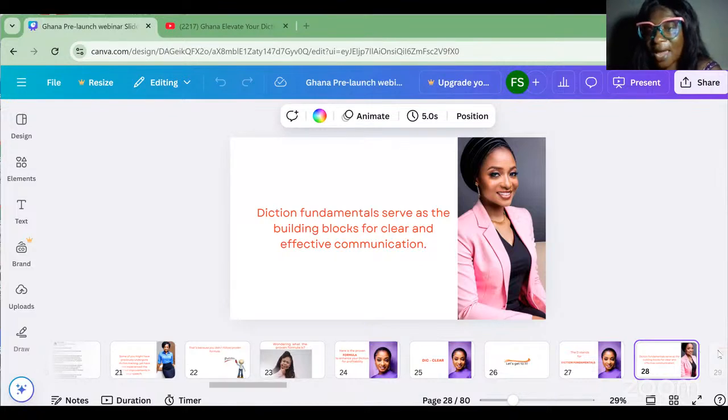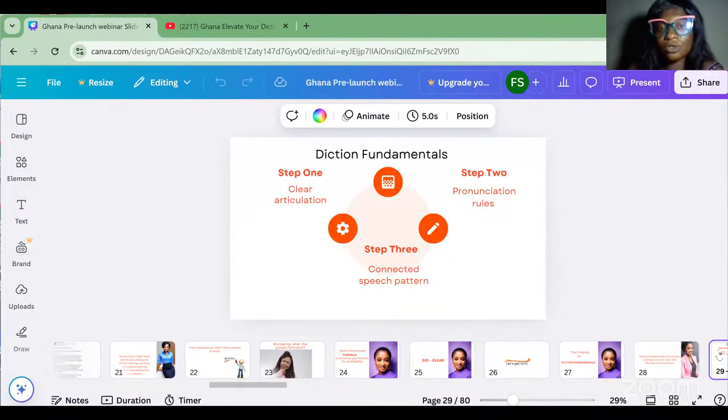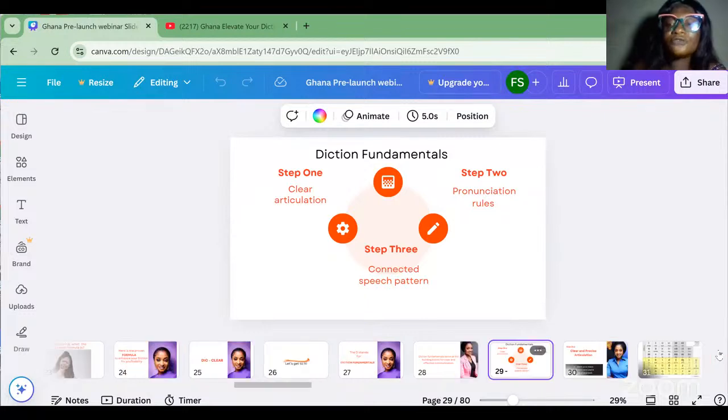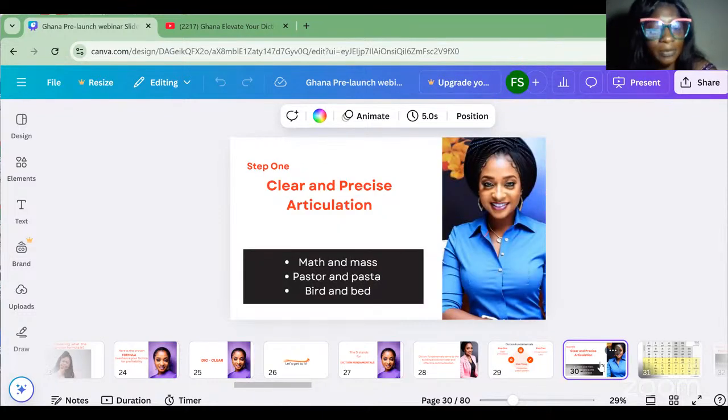So what are the 3 steps of the diction fundamental? The first step is clear articulation. The second step is pronunciation rules. And the third step is connected speech. So I'll take each of these one after the other. So let's start with the first step, clear and precise articulation. Now, each language has its characteristics.